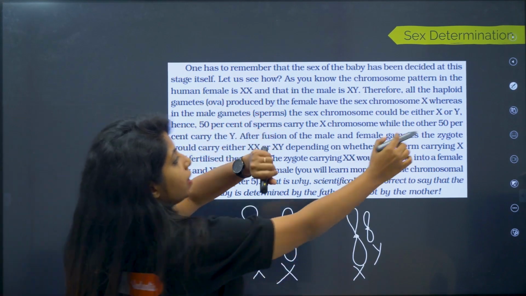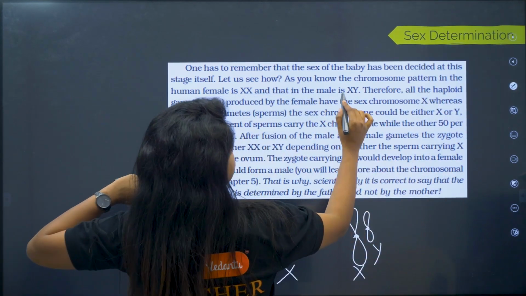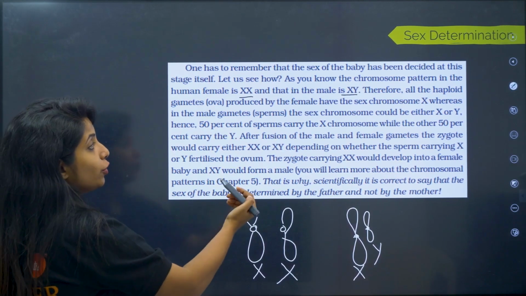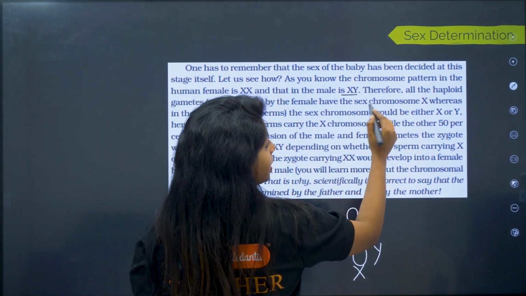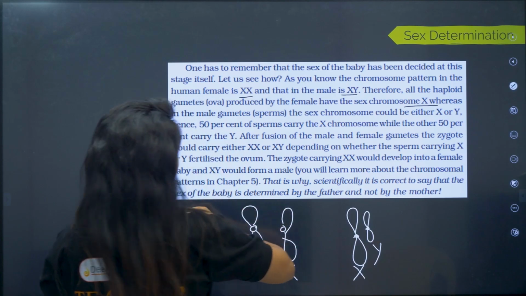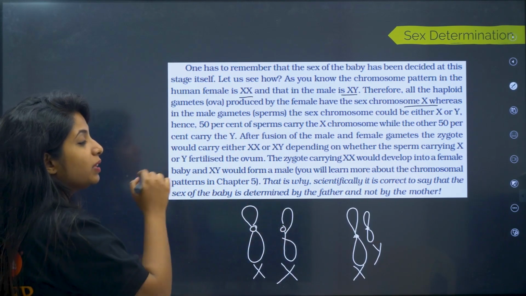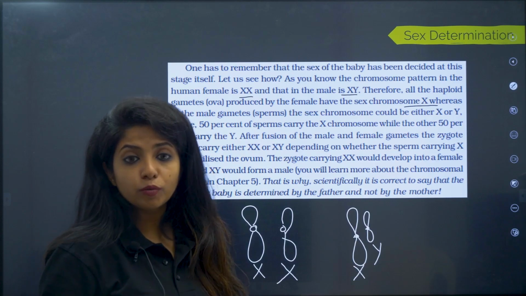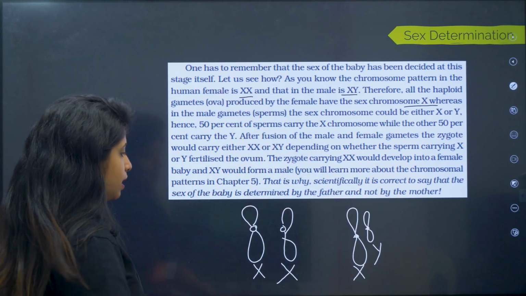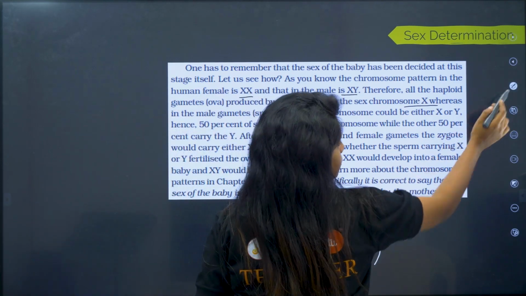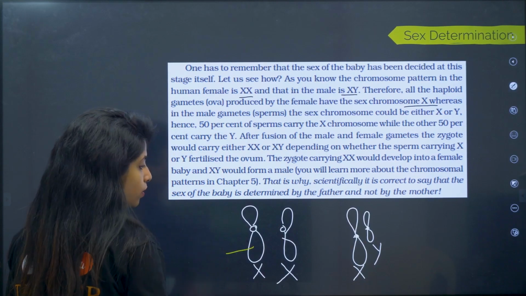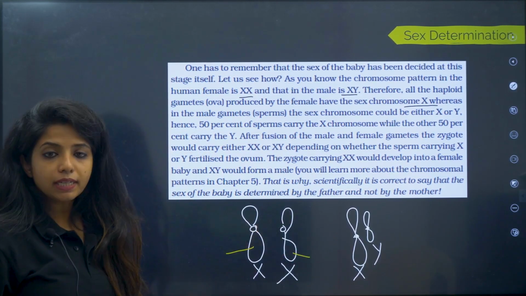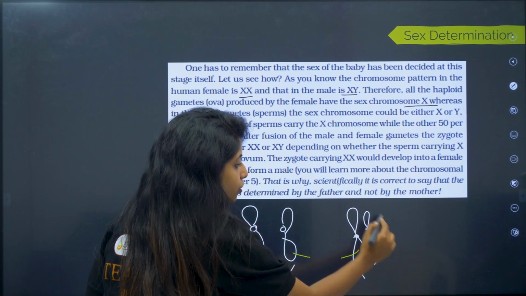Okay, so the human female is XX and the human male is XY. Therefore, all the haploid gametes (ova) produced by the female have the same sex chromosome, that is X, whereas the male gametes would carry either X or Y. What do you mean by that? When we say half the number of chromosomes goes, that means either this one or this one will go from the female's end. But on the male's end, either this could go or this could go.